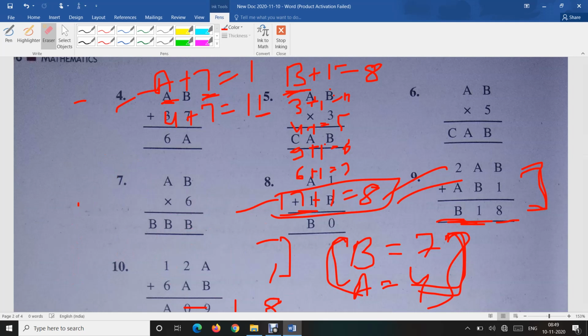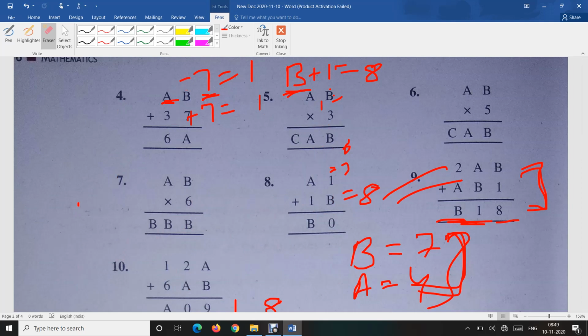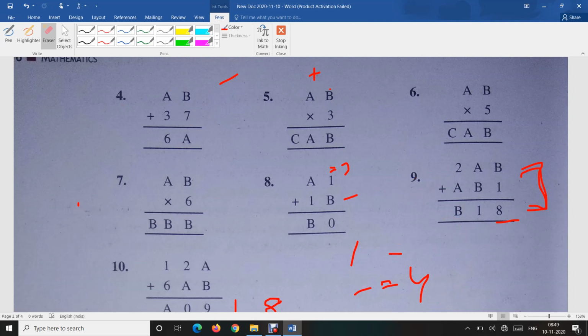Now there is one more question which can be difficult for you, so let us try that question also. Question number 7. Here in question number 7, you have AB multiplied by 6B. So how can you solve that type of question?